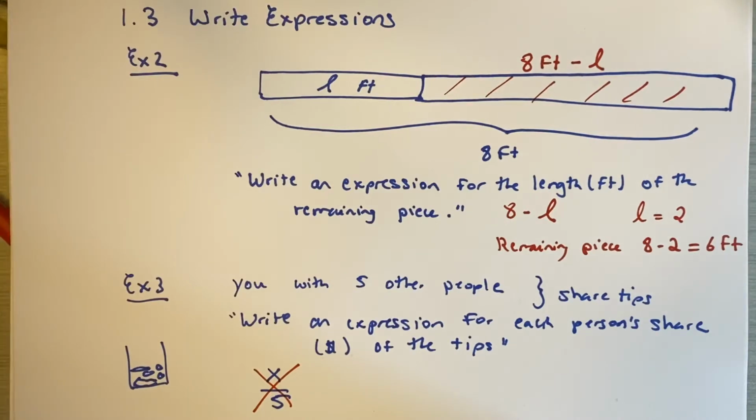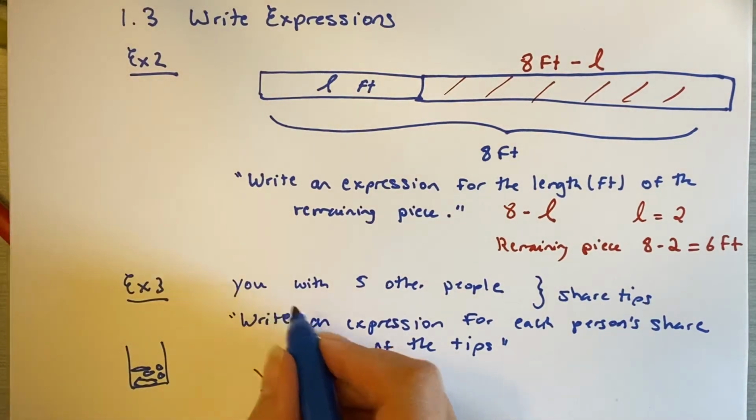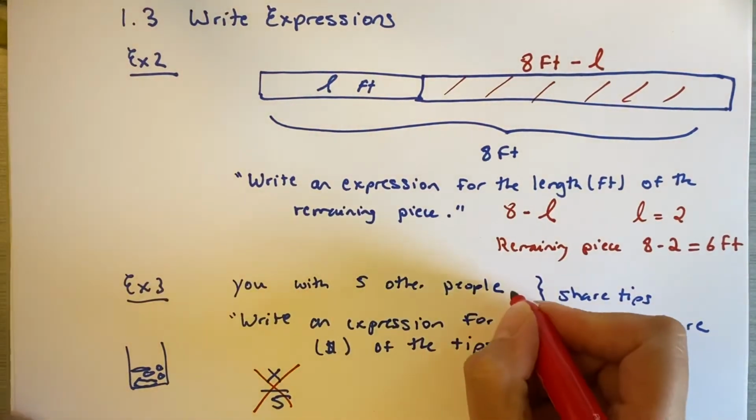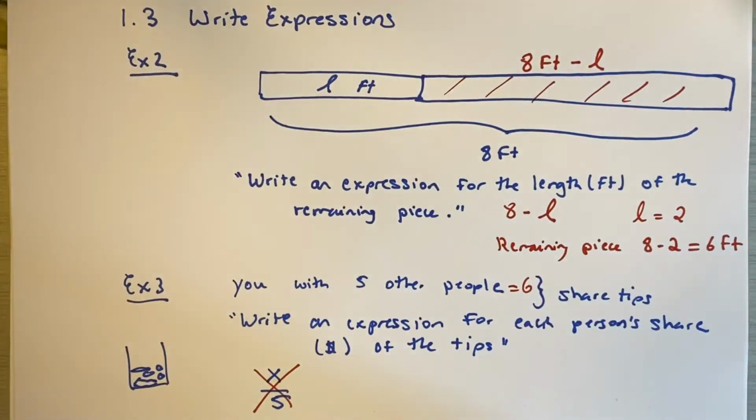You work with 5 other people at an ice cream stand. That means how many people are there? There are 6 people. You with 5 other people equals 6 people. And if those 6 people are sharing the tips, so you've got the dollars of the tips, we're going to call this A for amount. The expression is going to be A, or could have been X, doesn't matter. I shouldn't have changed that on you, divided by 6.